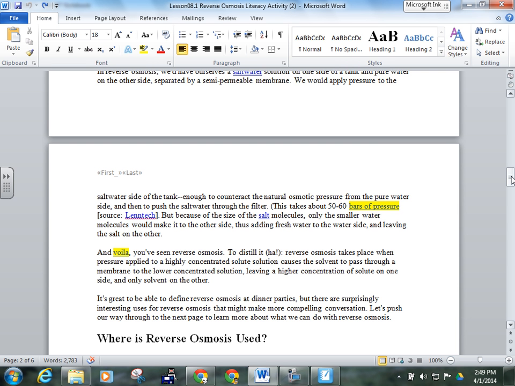Bars of pressure. Bars are essentially a unit that measures the pressure of something, and bars of pressure just tells us how much pressure we experience. When there's a rapid change in air pressure, you can usually feel that on your eardrum. Sometimes they'll pop. That means it's changed by several bars.